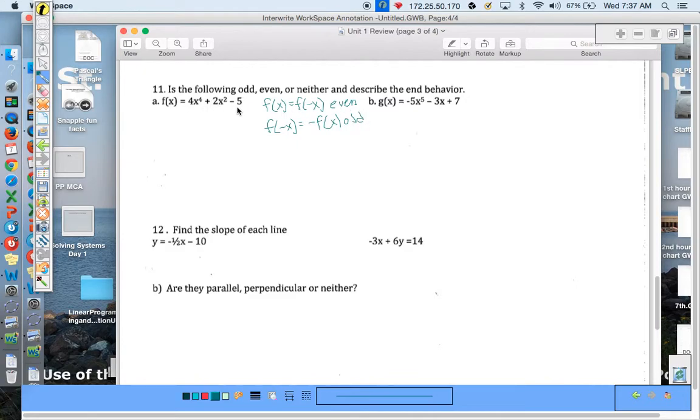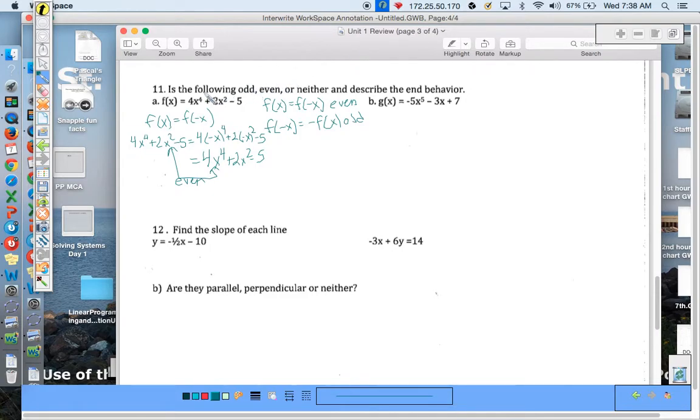And looking at this one, I'm guessing it's even because of those exponents. So let's just check this even one. F of x, f of negative x. So we have 4x to the 4th plus 2x squared minus 5. We plug in negative x: 4 times negative x to the 4th plus 2 times negative x squared minus 5. Well, those even exponents, so our negative, it's the same as 4x to the 4th plus 2x squared minus 5. So it is the same, so it is even.